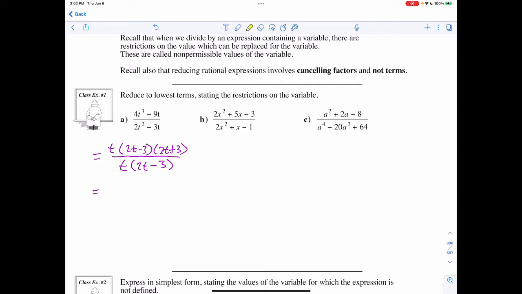Now from here, I look at my denominator, and I can state my non-permissible values that t cannot equal 0 based on this one, or 3 over 2 based on the other factor in the denominator. Then I'm going to cancel out the factor of t from the top and the bottom, cancel out the factor of 2t minus 3 from the top and the bottom. I've fully divided out the denominator, so then I'm just left with 2t plus 3. And this is only possible if t cannot equal 0 or 3 over 2.